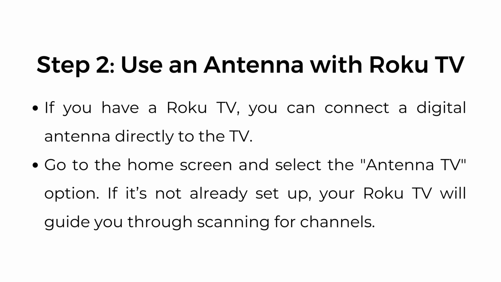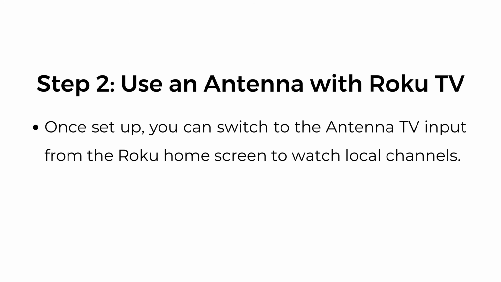Step number 2, use an antenna with Roku TV. If you have a Roku TV, you can connect a digital antenna directly to the TV. Go to the home screen and select the Antenna TV option. If it's not already set up, your Roku TV will guide you through scanning for channels. Once set up, you can switch to the Antenna TV input from the Roku home screen to watch local channels.